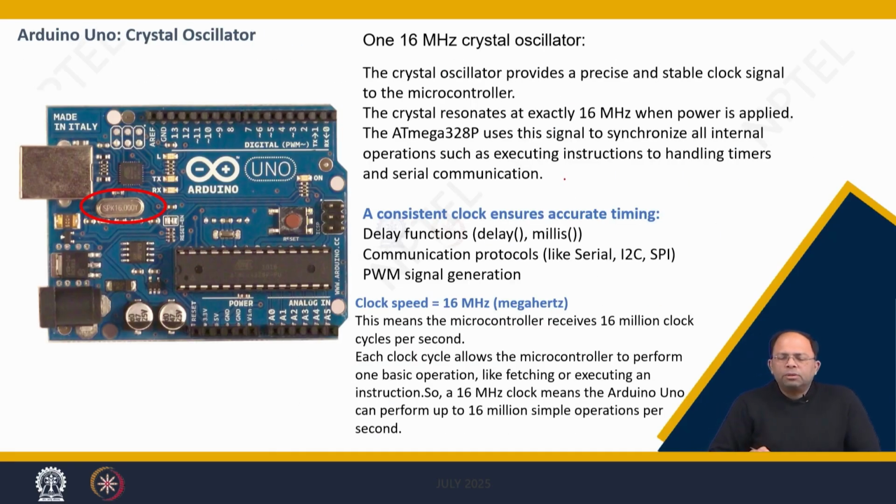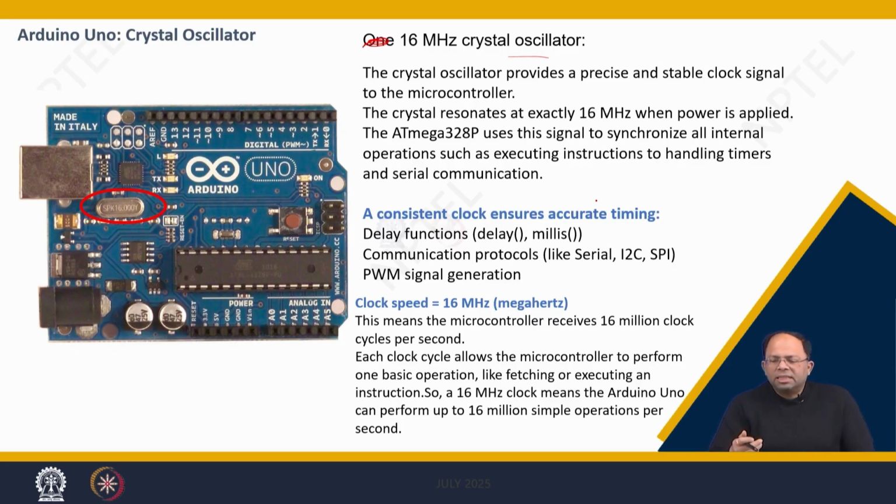So now coming to the other components of the board, you see over here which is marked in red, this is the 16 megahertz crystal oscillator, and the job of the oscillator is to provide precise and stable clock signals, right? And how it does it is there is a crystal inside which resonates at exactly 16 megahertz when power is applied to it, and this is the property of that particular crystal. And the ATmega328P uses the signal coming out of this crystal to synchronize all internal operations such as executing instructions to handling timers and serial communications.